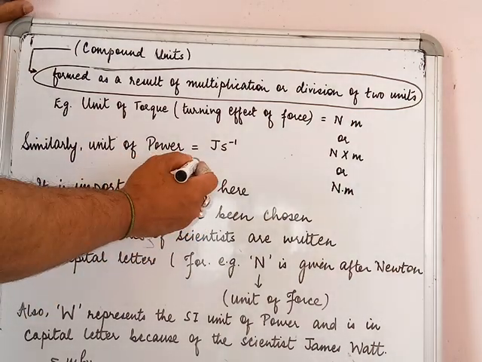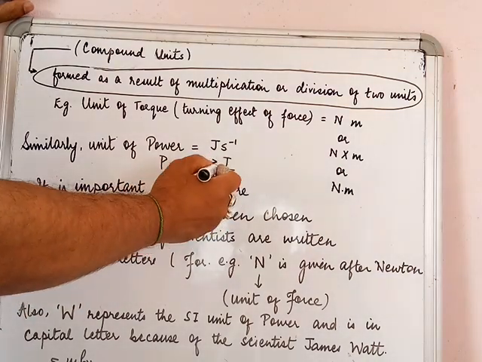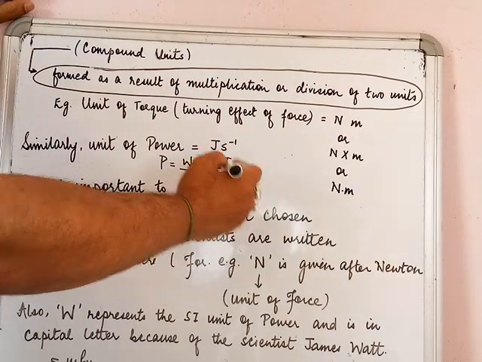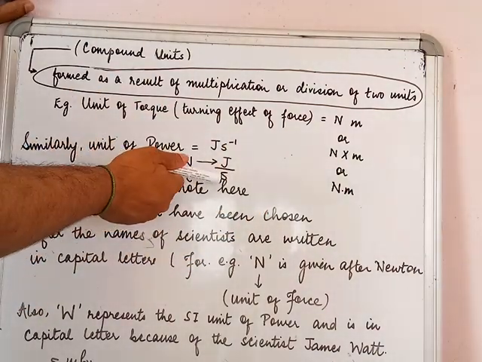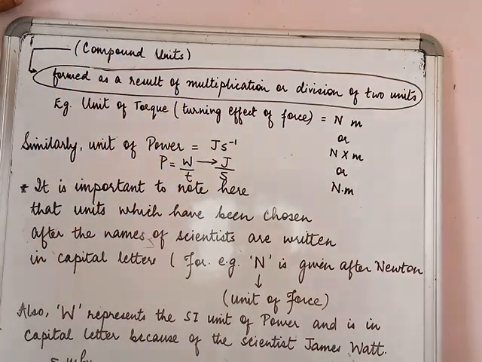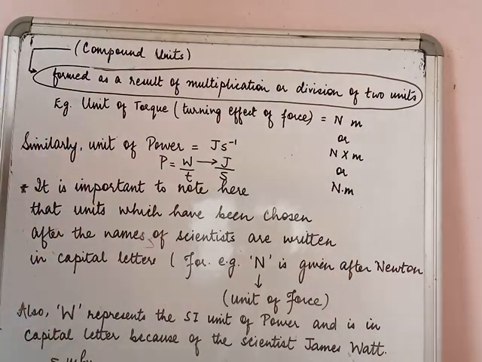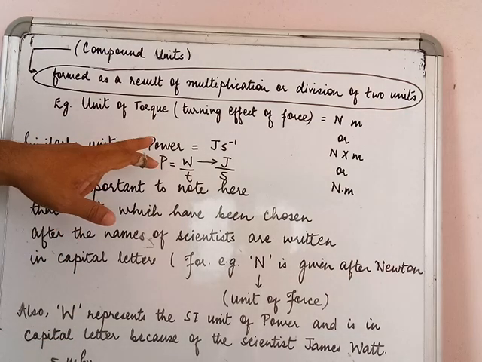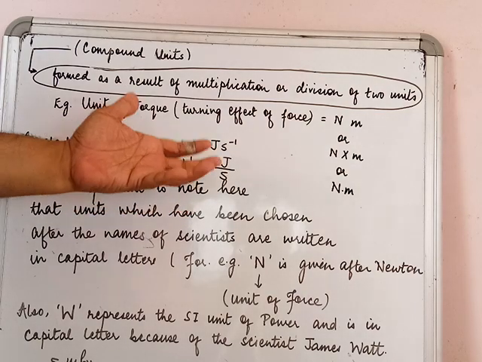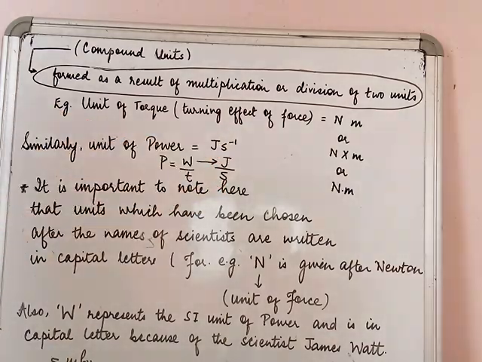Now, work done has a unit of joules, whereas time has a unit of second. So you can either write joules per second, or, when second goes up, you have second to the power minus 1. This is basically a mathematical concept that you will study this year in the chapter on indices. So here the unit of power has been obtained as joules second to the power minus 1.